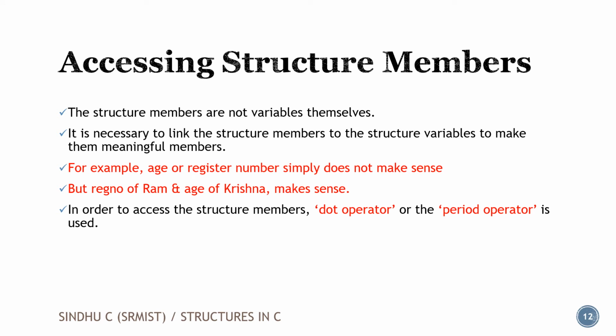Now, after you have defined it and declared the structure variables, how do you access the structure members? I hope you understand that structure members are different and structure variables are different. Only with structure members, there is no memory. You have to create structure variables, then access them using the structure members. It is necessary to link the structure members to the structure variables to make them meaningful. For example, age and register number simply do not make sense, but register number of Ram and age of Krishna make sense. So in order to connect the structure variable and structure members, we use the dot operator or the period operator.